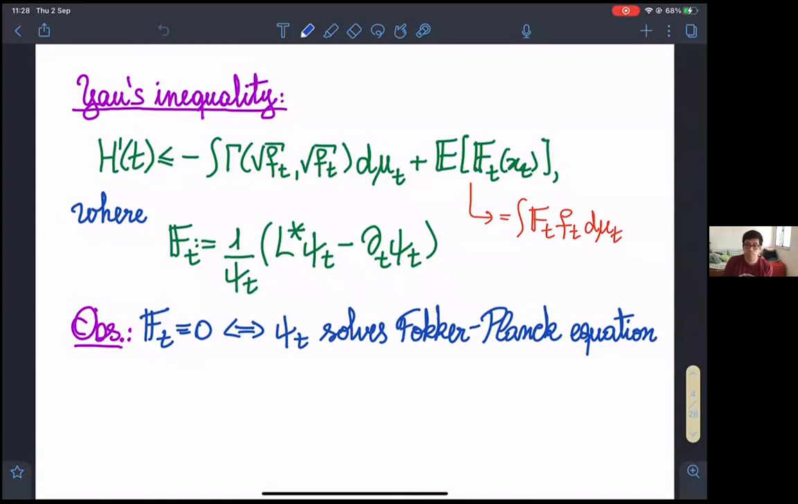But on the other hand, you can also use the probabilistic interpretation. It is the expectation of a concrete function.